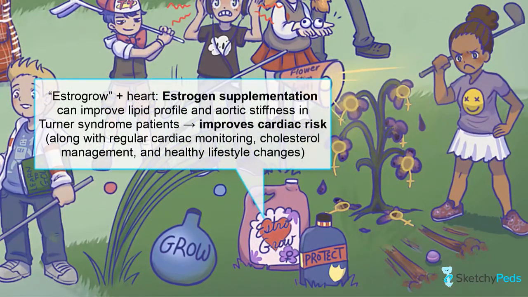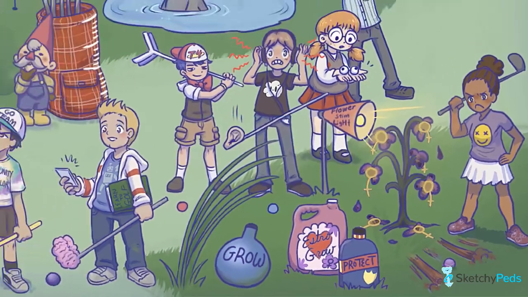So, what can these patients do to reduce their cardiovascular risk? Good blood pressure monitoring and maintenance is key, along with other standards of care for cardiac health like a healthy diet and exercise, smoking avoidance, and cholesterol management. Most Turner's patients are on long-term estrogen supplementation, which can actually help decrease their cardiovascular risk as well by improving their lipid profile and aortic stiffness.